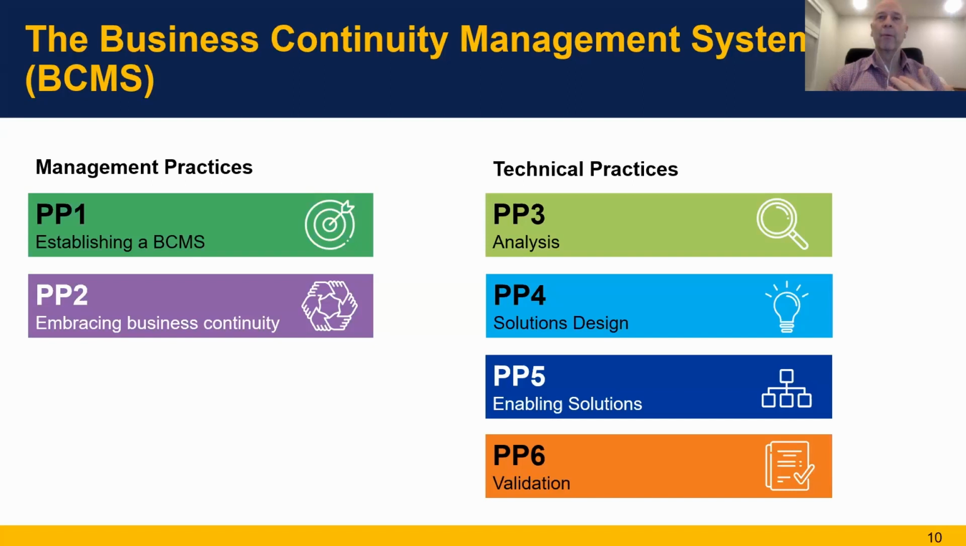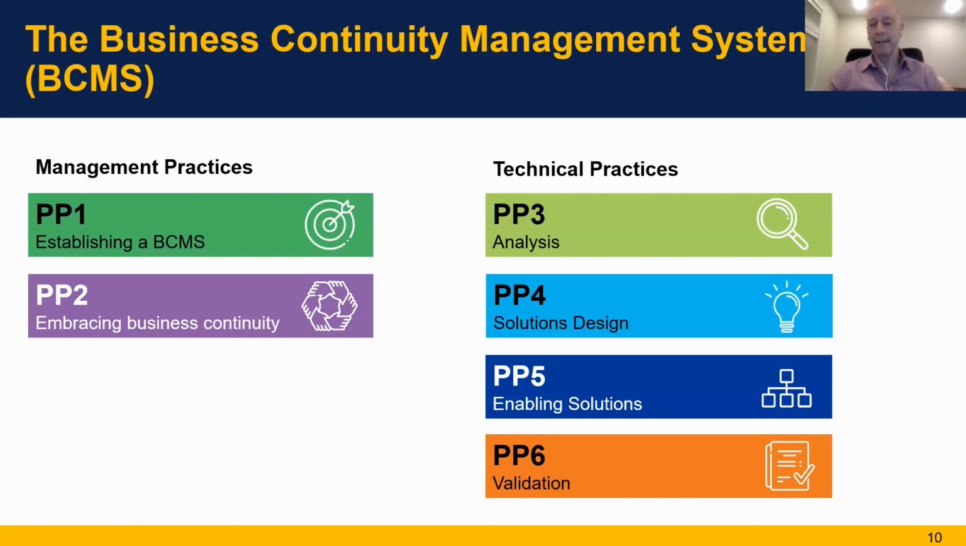However, professional practice 4 has now changed to the term solutions design, whereas before, the 6 professional practices used to be professional practice 1, policy and program management, followed by embedding BC, followed by analysis, followed by design, implementation, and validation. So professional practice 4, solutions design, and professional practice 5, enabling solutions. So how do you enable the solutions to be brought into the incident response plans, the BC plans of the organization? And then professional practice 6 remains very similar to what it did do on GPG 2018, apart from one subtle difference, which I'll identify as we go through the slide deck.